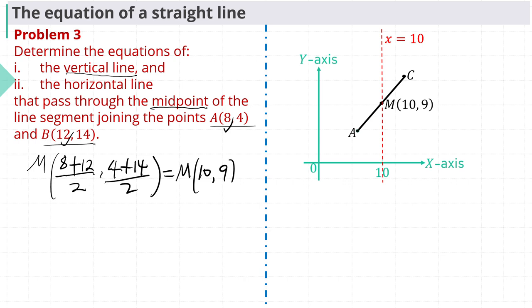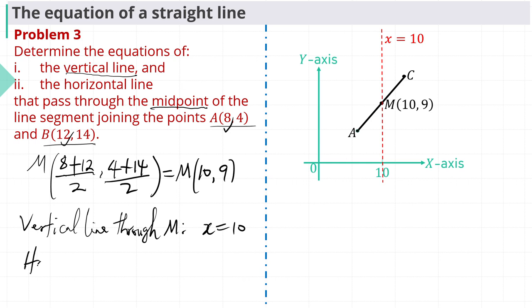So the answer to question number one, determine the equation of the vertical line that passes through the midpoint: the vertical line through the midpoint M. The equation we've seen from the graph is x equals 10.